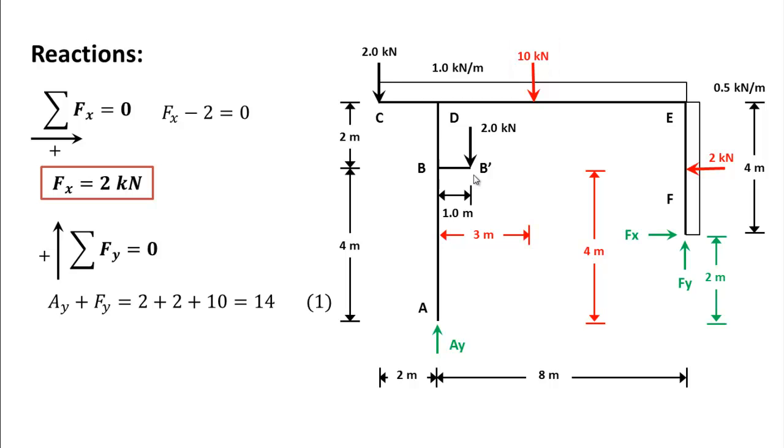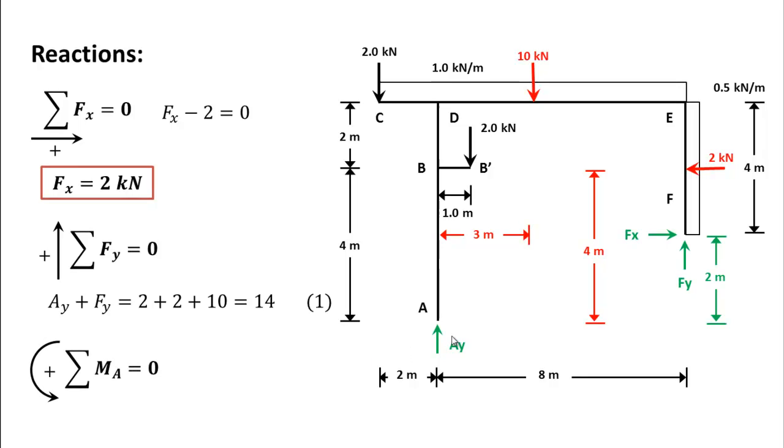So 2 plus 2 plus 10 is 14. So the equation is Ay plus Fy equals 14. That's our equation with two unknowns, so we need one more equation. What is the third equation of equilibrium? It's the summation of the moments about a point.